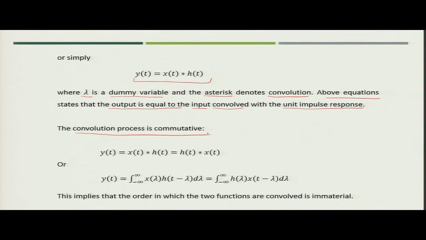Now, the convolution process is commutative. That means if you interchange the positions of x and h, the output does not change. Convolution of x and h is the same as convolution of h and x. In integral form, y(t) can be written as the integral from minus infinity to infinity of x(lambda) h(t minus lambda) d lambda, or as the integral from minus infinity to infinity of h(lambda) x(t minus lambda) d lambda, because both are commutative. The order in which two functions are convolved is immaterial.